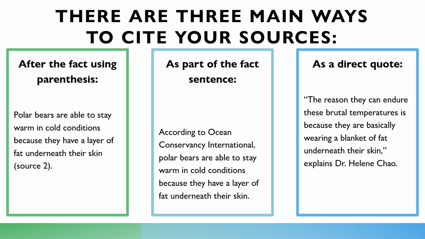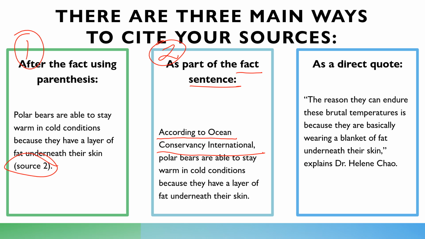So now we're ready to start talking about techniques for citing our sources, and there are three main ways to do it. The first way that you're going to start learning is by telling the source number after you tell your fact. So first you tell your fact, and then you put the source number in parentheses after the fact. The second way to cite your source is by including it as part of the fact sentence. So instead of putting it in parentheses at the end, you tell where it came from in the sentence itself. For this one, the fact came from Ocean Conservancy International.